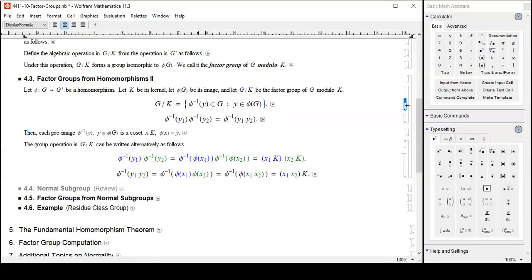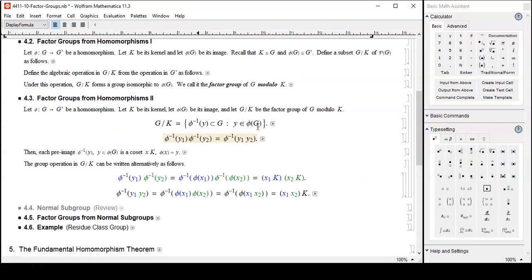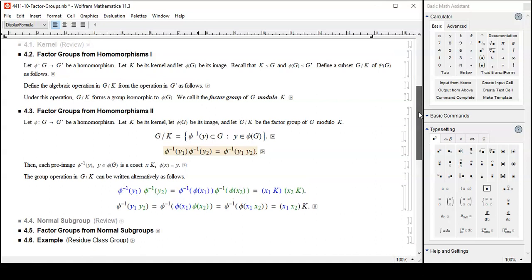And is it well defined? Yes, it is, because y is coming from phi of G and they are unique. You don't really have to consider two different expressions of the same thing if you approach this way through homomorphisms. So everything is well defined, and we have the group structure, which we call the factor group, and then we can use the coset operation.